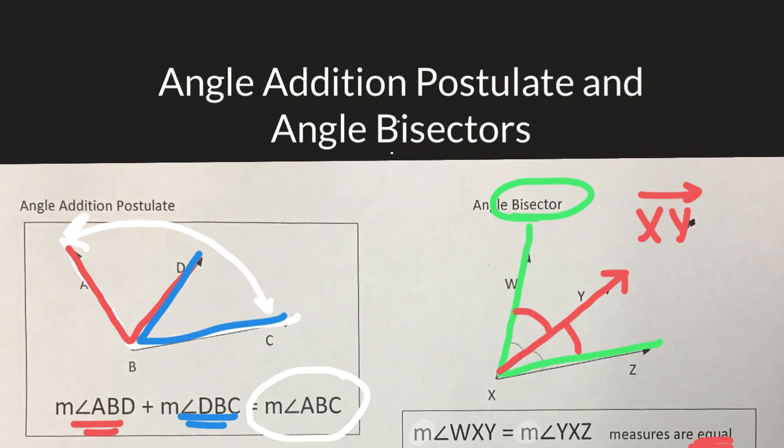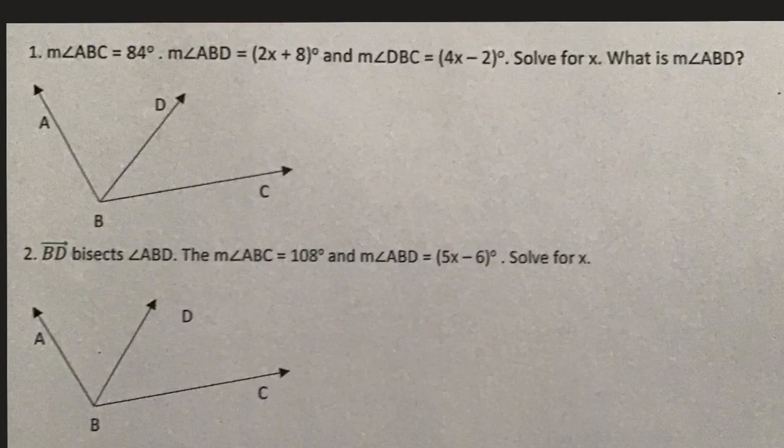Okay, so that's the basic theory of it all. You either are adding up two smaller angles to a total, or you are setting the two parts equal to each other. So let's see what that looks like when we do some problems. Here are three problems from your notes, so let's read and see what we can figure out.